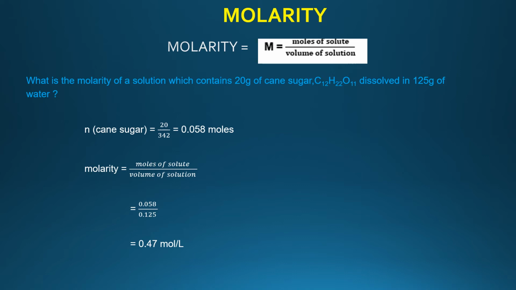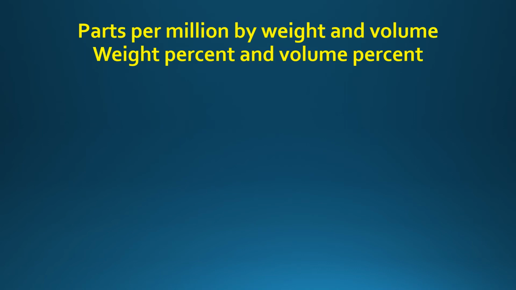The most commonly used unit is molarity when we are finding the concentration of a particular solution. However, due to the fact that some concentrations are very low because of dilution, we will be using other expressions as well. So for solutions whose concentrations are way too low, we will be using the appropriate expression such as parts per million by weight and volume, or weight percent and volume percent.